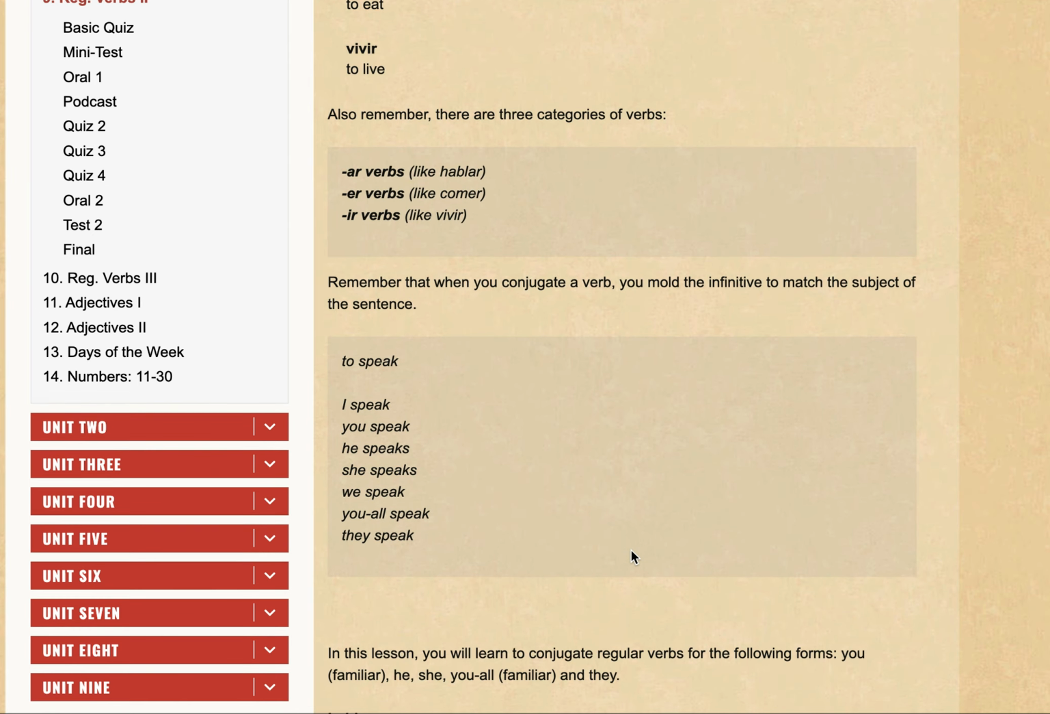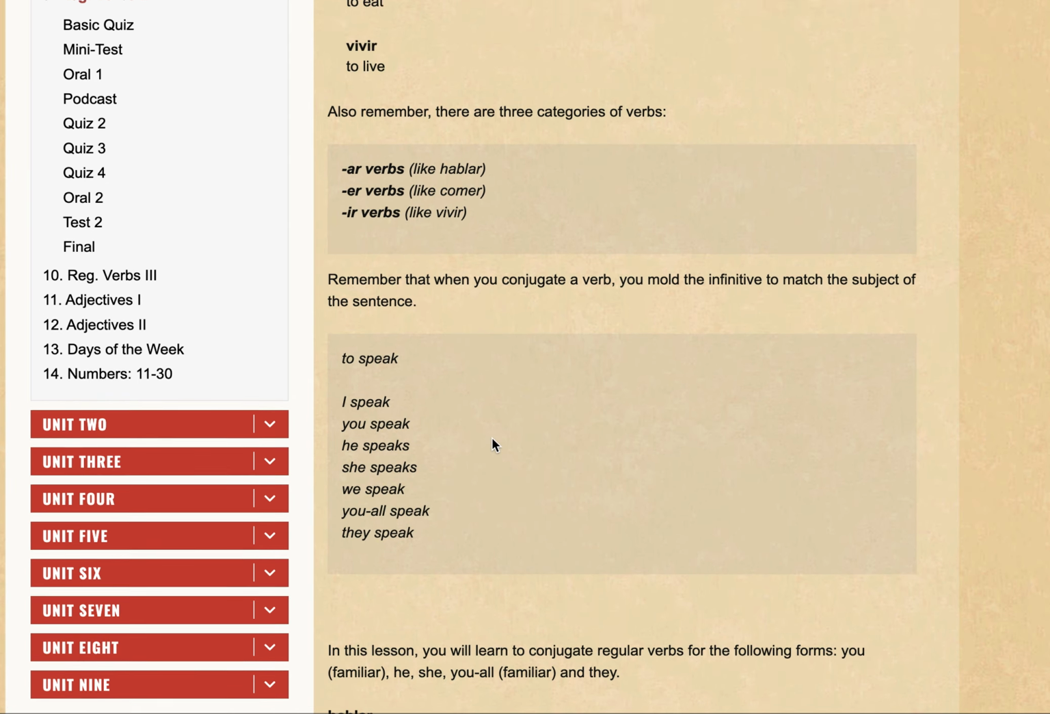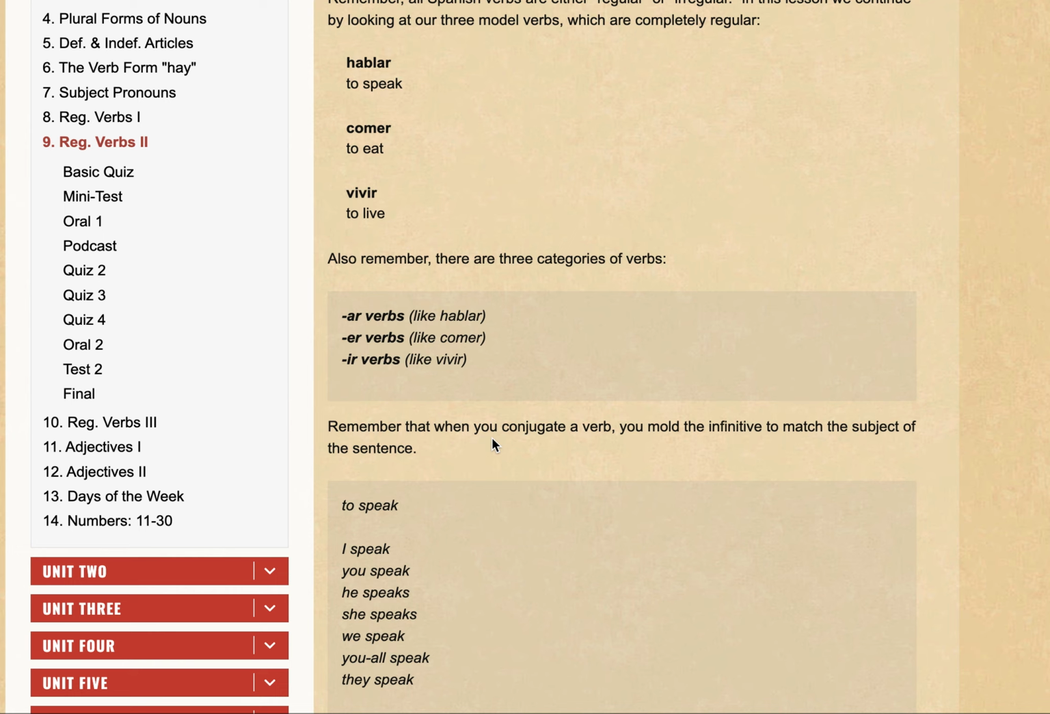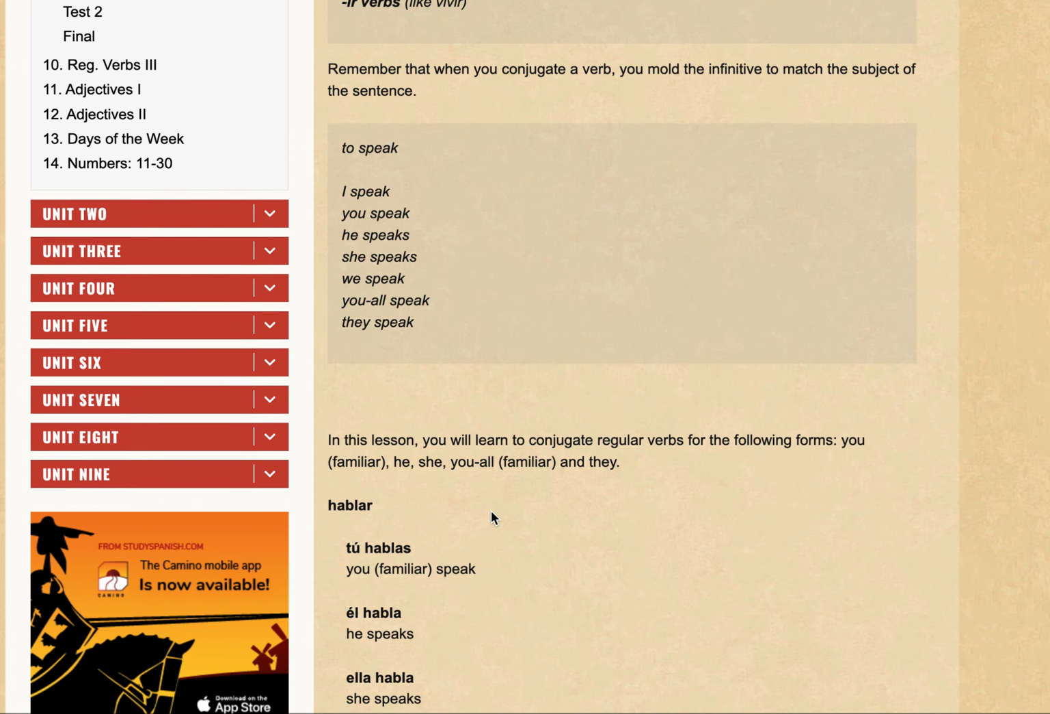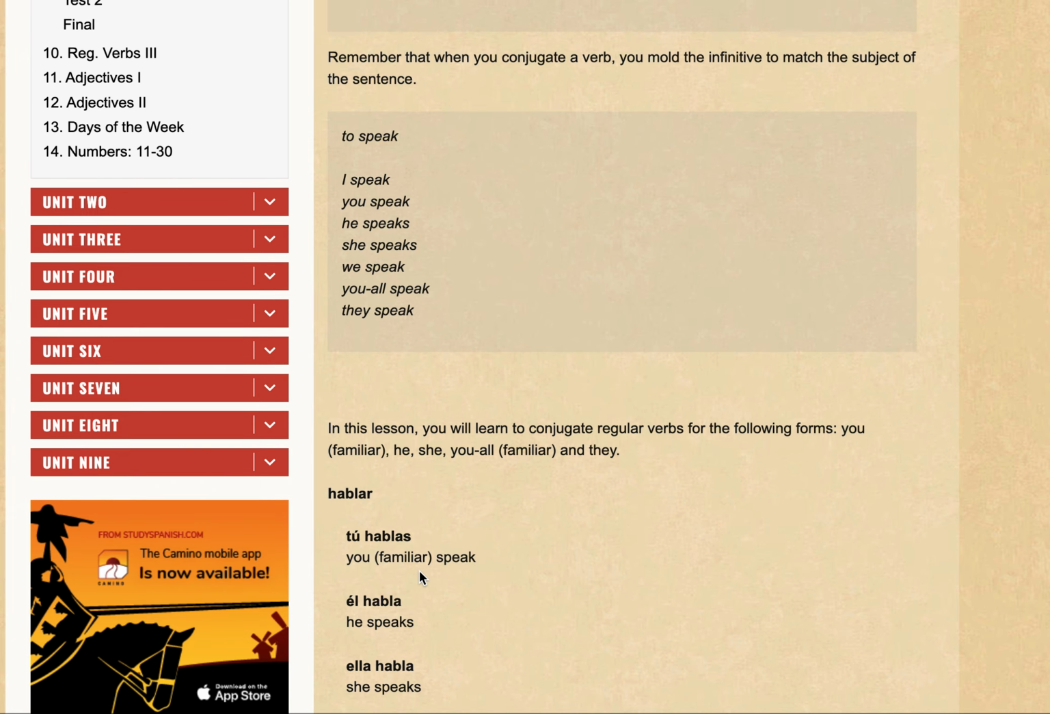And in the last two videos we have looked at tú, which is you, familiar or informal, and él, which is he, right? So we looked at that, and let's just try to recall what the rules are for tú and él. So let's try to understand.